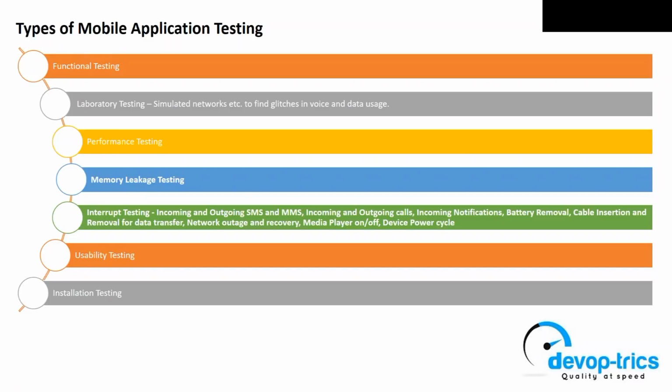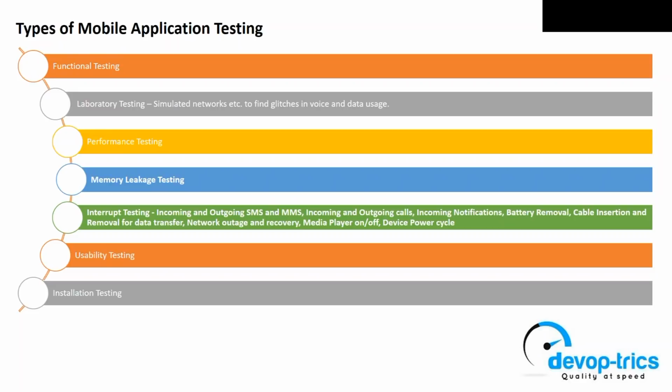Then comes laboratory testing. Simulated networks are tested here. Suppose you want to simulate Wi-Fi: over Wi-Fi, how will your app communicate with some peer device through voice or data usage? Is there a choppy voice coming, is the feed not good, is the data breaking, or are data packets getting lost? These kinds of tests are done in a closed, controlled environment in laboratories. So this type of testing is called lab testing.